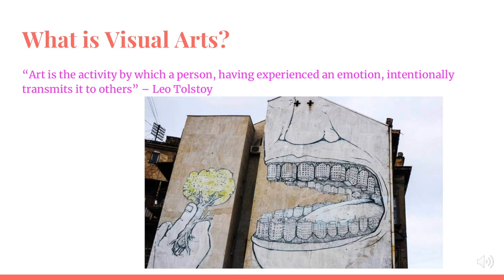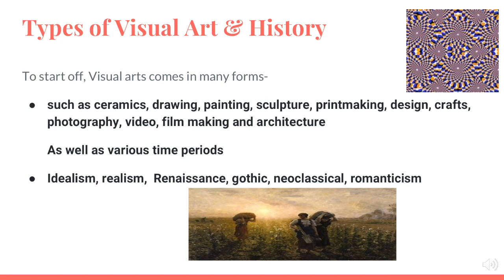Art is here to tell us messages and convey stories. We look at the piece and we feel an emotion. Types of visual art and history. To start off, visual arts comes in many forms. These forms can be ceramics, drawings, painting, sculpture, printmaking, photography, filmmaking, and architecture. These various art forms take time in various periods as well. We have the Idealism period, Realism, Renaissance, Gothic, and so on.